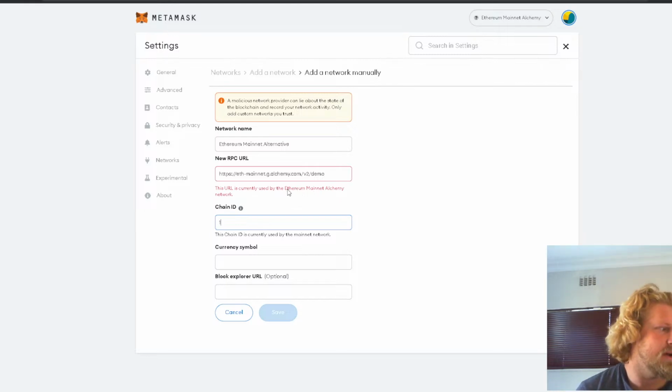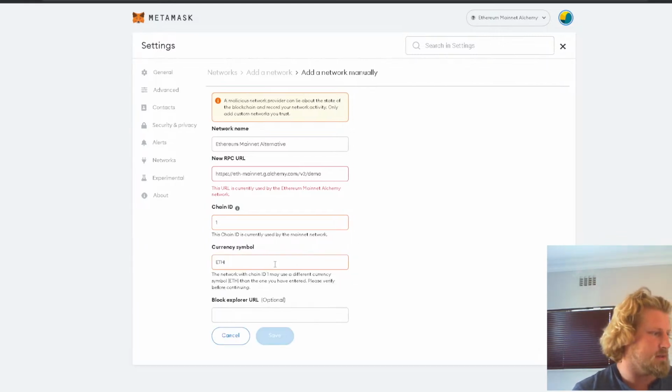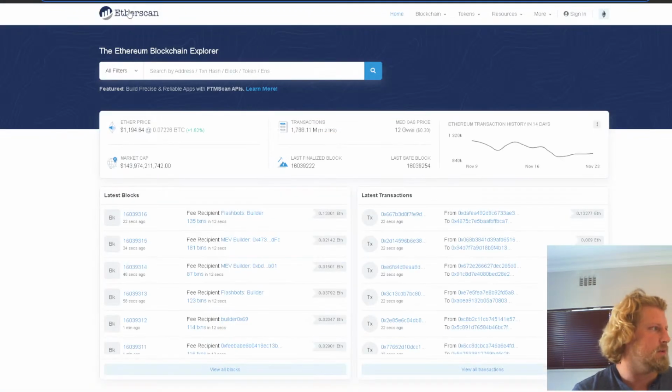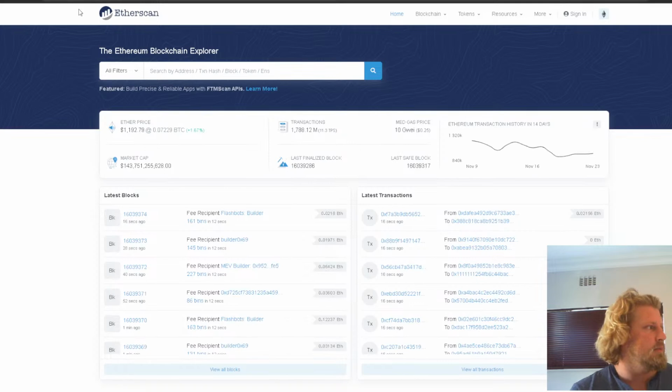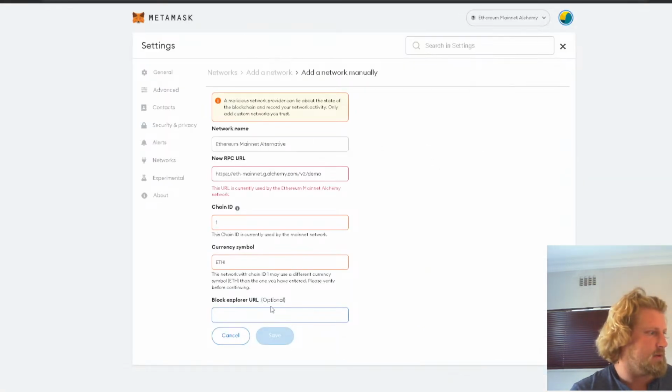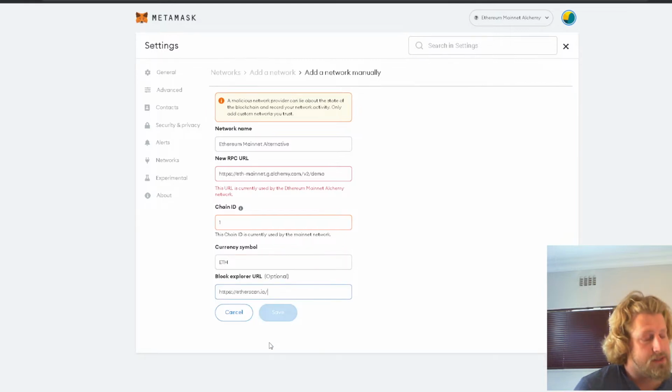It's just reminding me that I've already stored this one, so you won't get that error message. The chain ID is 1 because this is the mainnet. The symbol you're going to put in as ETH, so this is the currency you're using, and the block explorer, once again. Be sure it's on the main page, etherscan.io. You'll just paste that in there and press save, right?